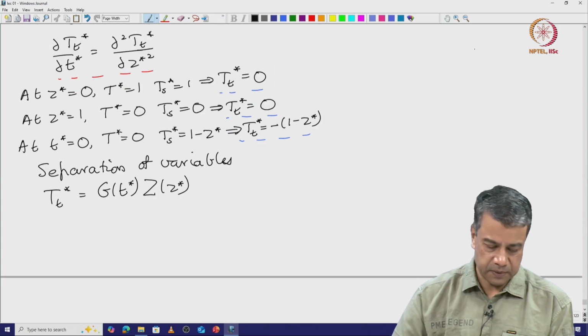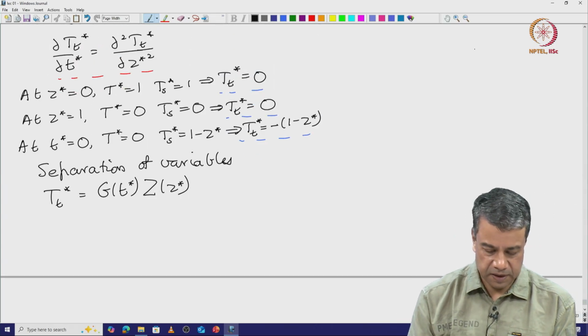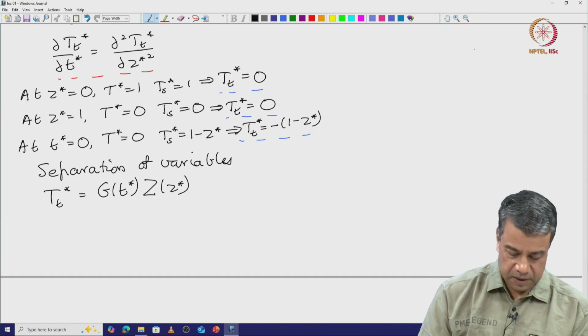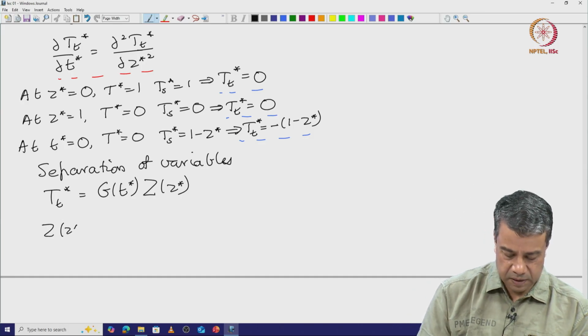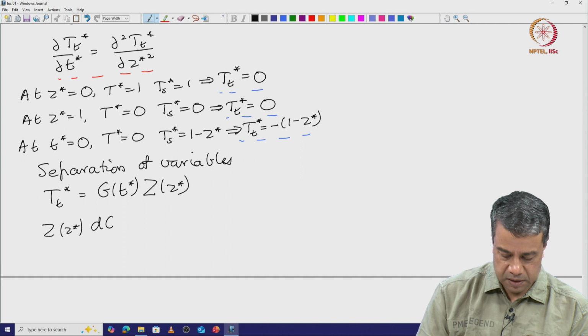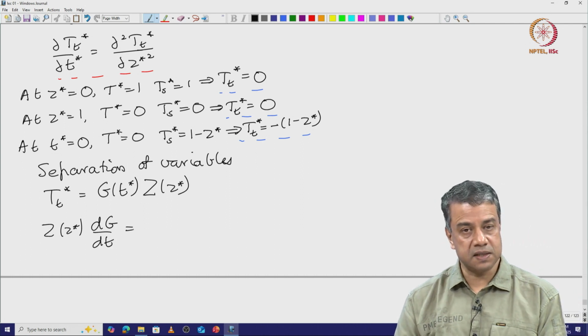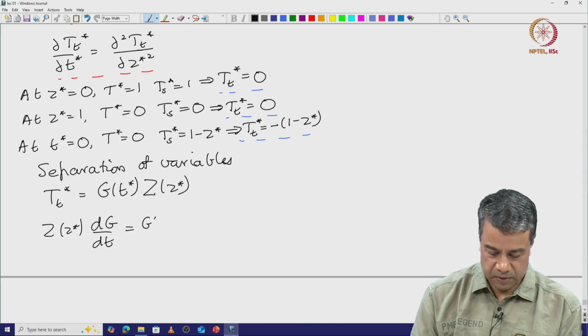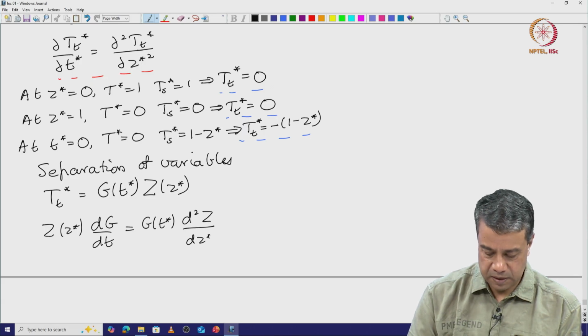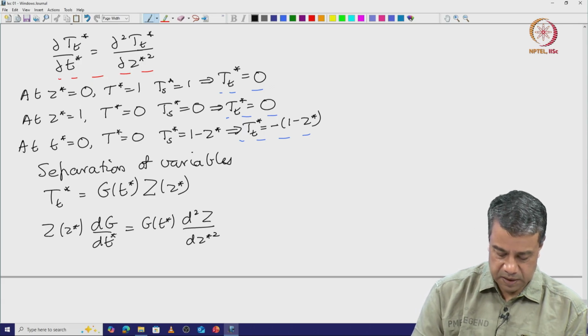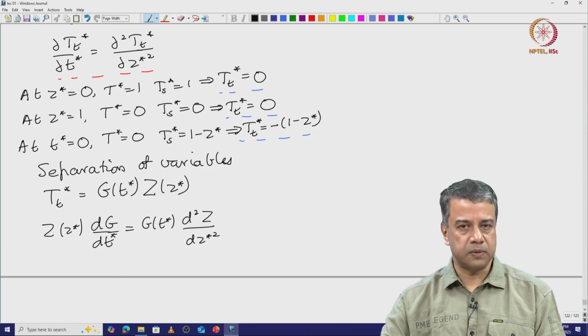Into the governing equation here. So, on the left side there is a time derivative, so I will get Z of z star times dG by dt. On the right side there is a second spatial derivative, so G will come out times d square capital Z by dz star square, and this should be the scaled temperature. Okay. So, this is the equation.